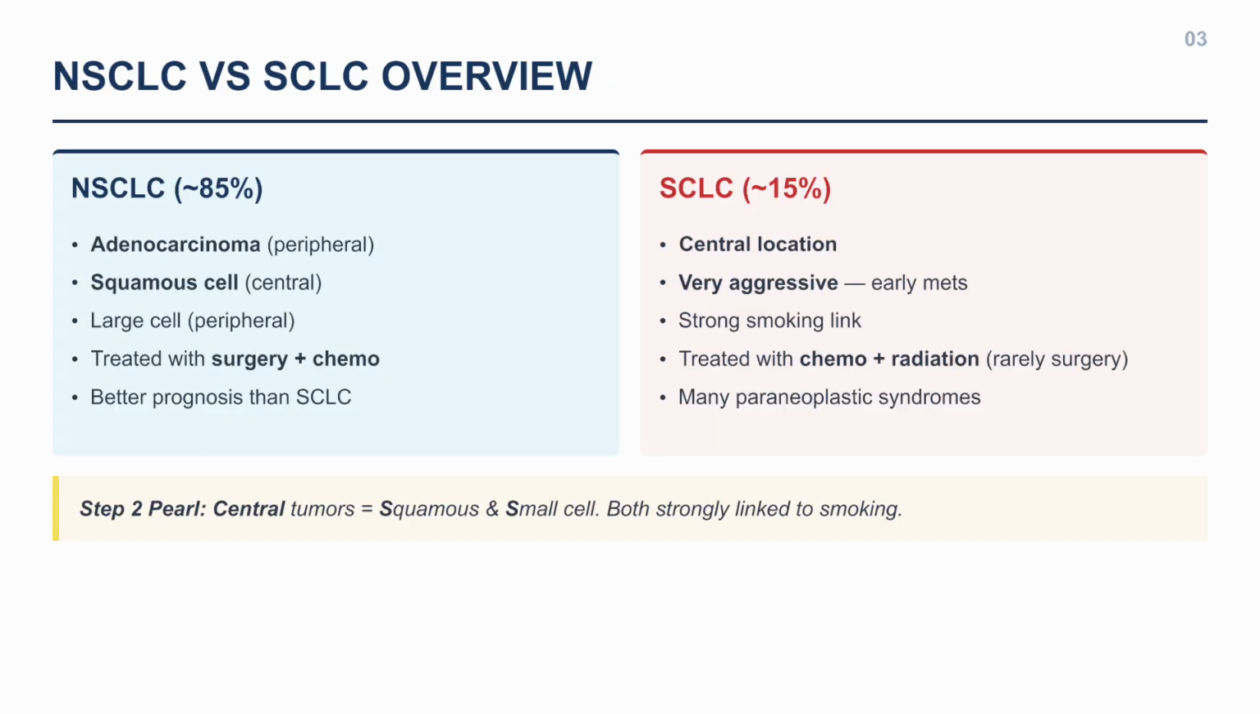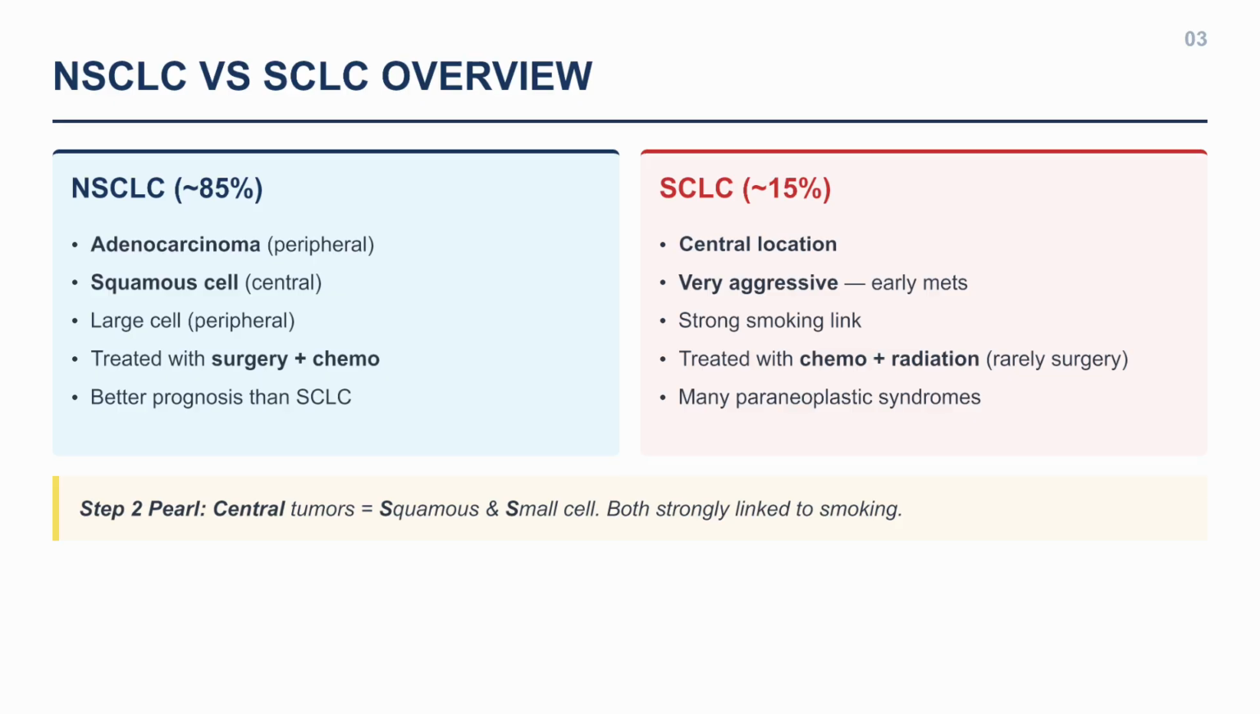Lung cancers are divided into two major categories based on histology and treatment approach. Non-small cell lung cancer, or NSCLC, accounts for about 85% of cases. It includes adenocarcinoma, which is peripheral, squamous cell carcinoma, which is central, and large cell carcinoma, which is peripheral. NSCLC is typically treated with surgery and chemotherapy and has a better prognosis.